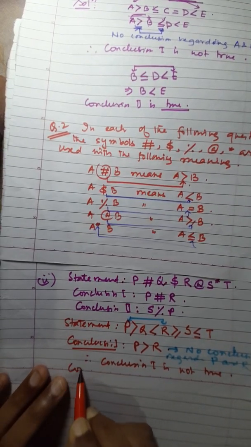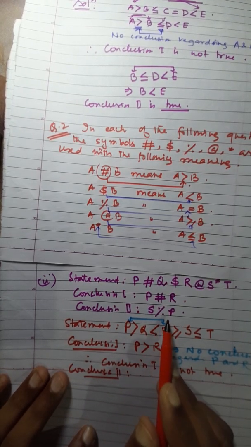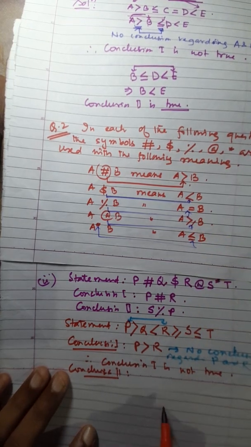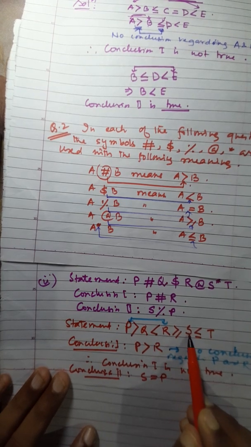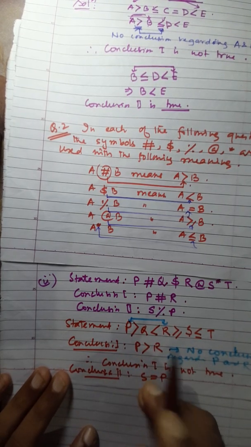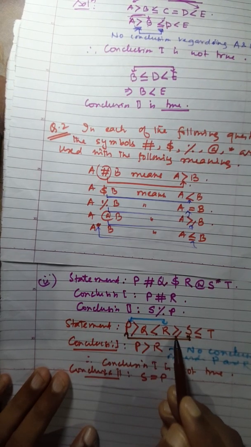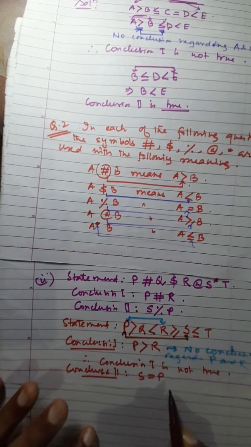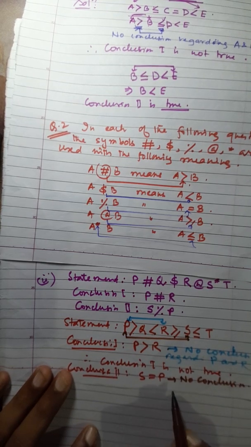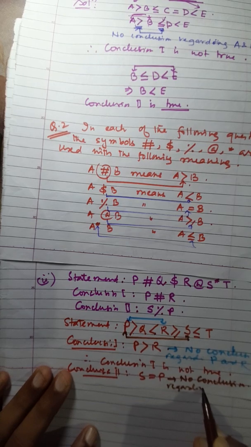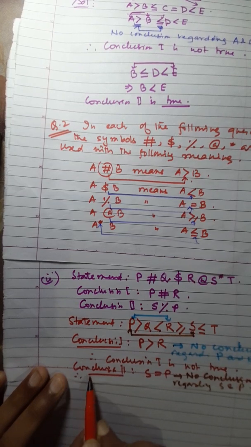Conclusion 2: S percentage P, S is equal to P. See S and P. Here also there is greater than, less than, greater than or equal to, so there is no conclusion regarding S and P.